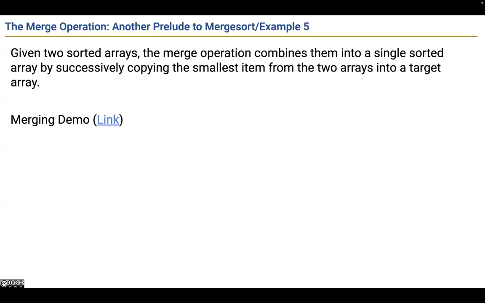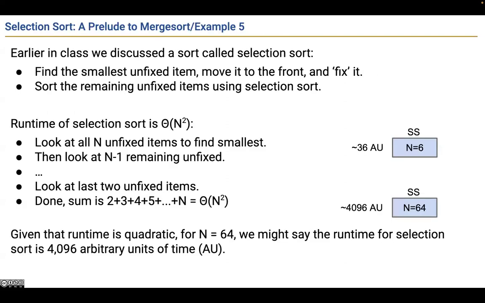Okay. Good. So that's the first prelude to merge sort. We remember selection sort. We remember its runtime. And we also found out that you can approximate how long it takes by substituting in specific numbers. That's just for the purpose of seeing the analysis. That's not an exact count or anything.